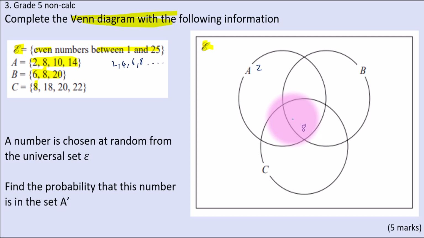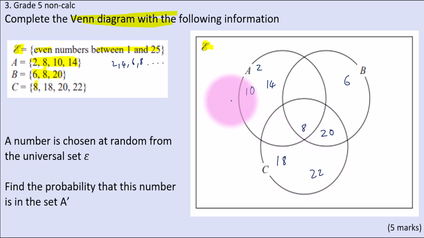Let's do all the numbers in A first. Let's do 10. 10 is in A, not in the others, and so is 14. Good, that's going to start to get us some marks. B has got 6 and 20. So B has got 6, but 20 is also in C, so we match that in this column here, because that's where B and C is, so we put 20 here. And C, we've covered the rest. 18 is in C but not in A or B, and we have 22.